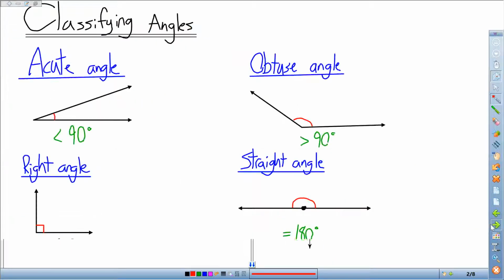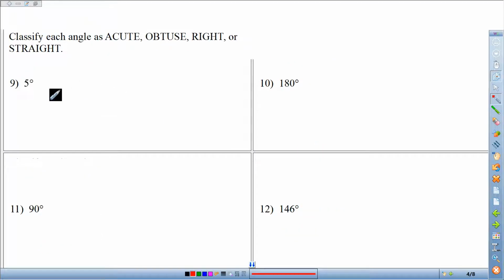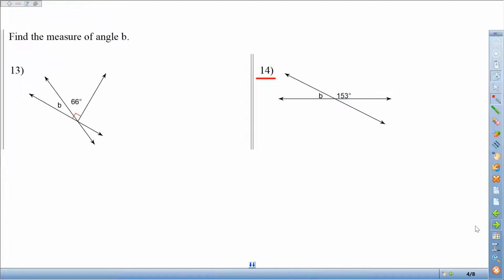When you get to the next section, it's a lot more straightforward. They're literally giving you the measure of the angles. You can use those to tell me if they're acute, obtuse, or right. So I'm kind of skimming past those. I don't think they're terribly difficult. The next section is asking us to find the measure of a missing angle.